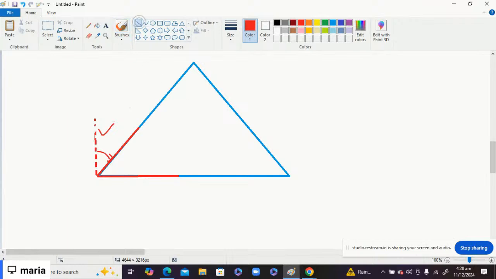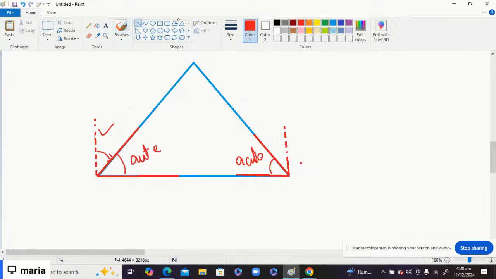Now let's move to the second. This is a straight line. Okay. And this is the 90-degree angle, but this one is less. Look, this is less. Again the same thing. So we can say that this is also less. This is also acute.